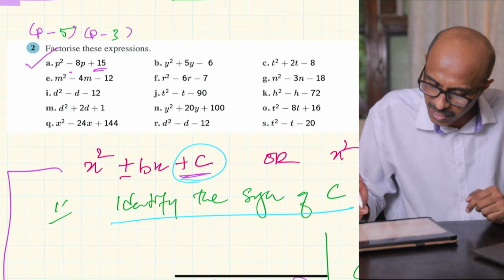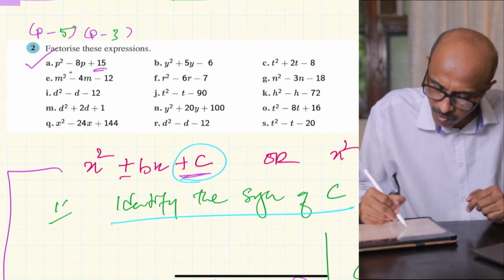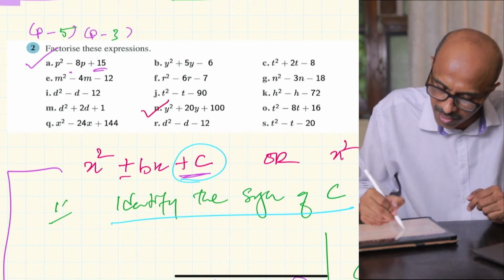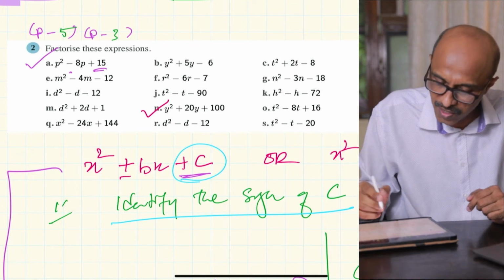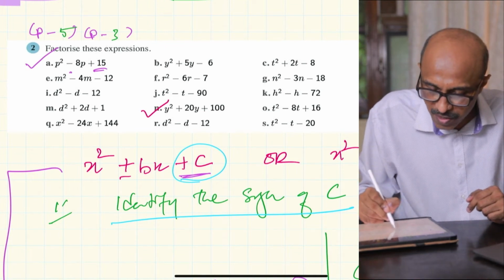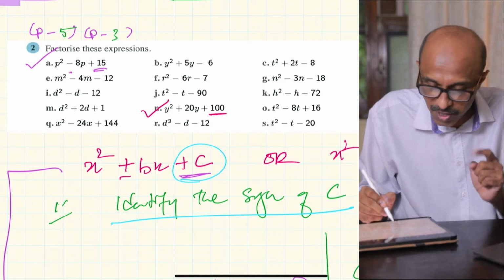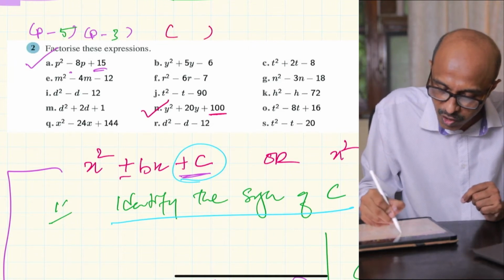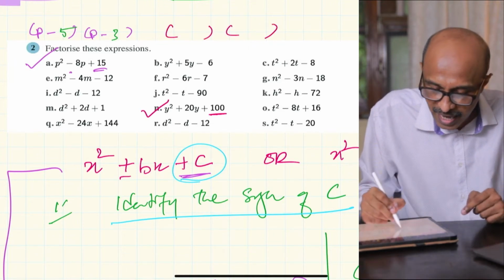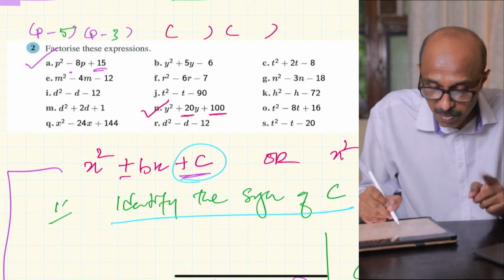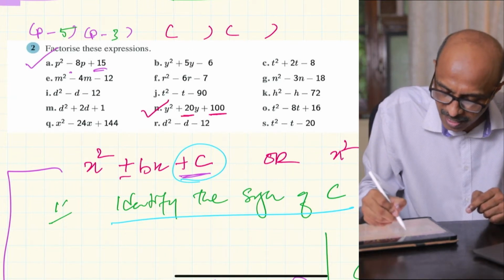Let's look at one more where the sign of c is positive. Okay, let's look at this one with y. Can you see that? You can see this, right? y squared plus 20y plus 100. That's positive, c is positive. That means the factors should both have the same sign as the middle term. Here it's positive. So we need to have something like y, right?